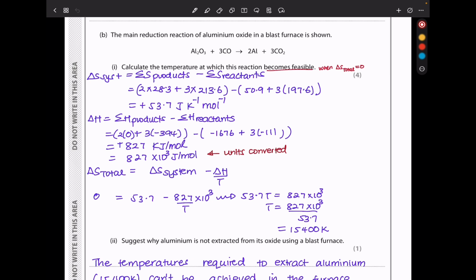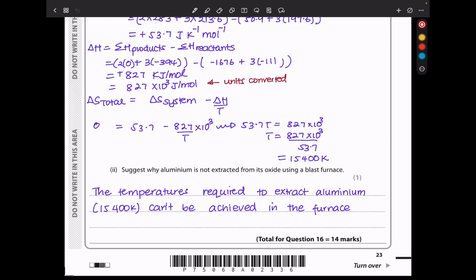However, in the calculation for ΔS total, the units have to match up. Since this is joule per Kelvin per mole, I have to convert this into joule per mole. So I multiply by 1000 and the answer is 827 times 1000 joule per mole. So ΔS total is equal to the value we get here minus the ΔH, or this value here, divided by the temperature, giving me 53.7 minus 827 times 10 to the power 3 divided by T. So my T is equal to that, which is that, and that was the answer.